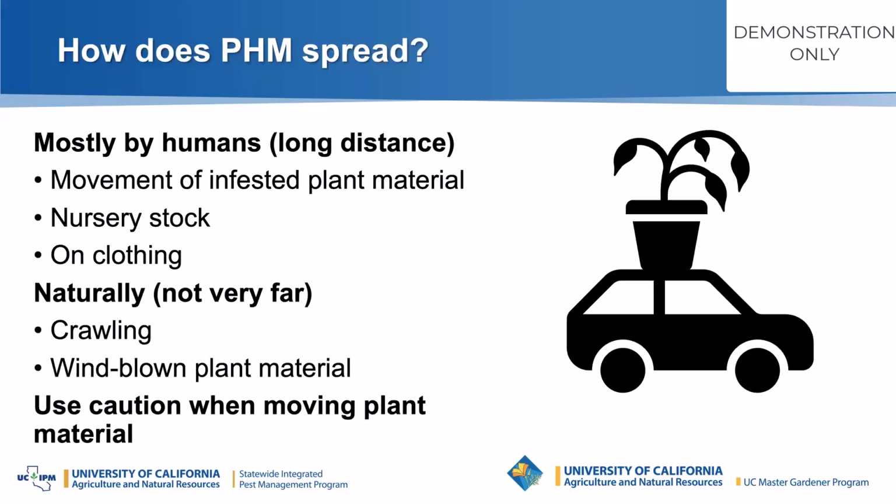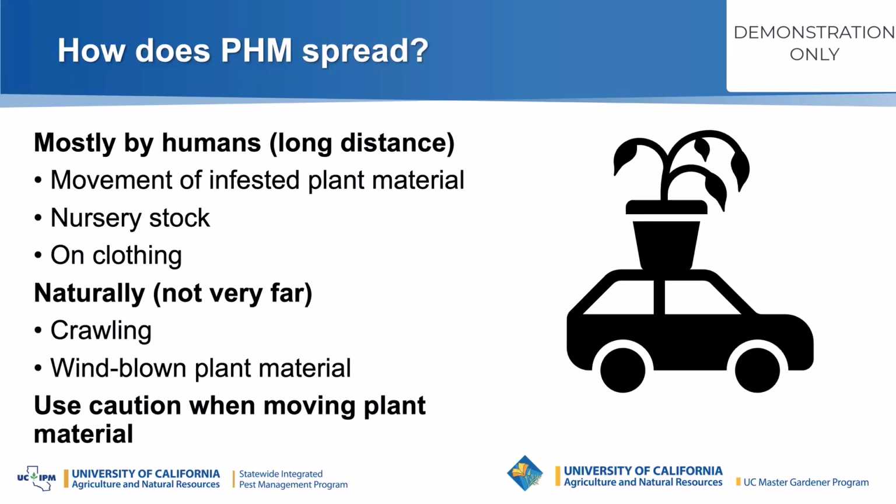How does this pest spread to new areas? Most new introductions of PHM are caused by human activity, particularly across long distances. PHM can be moved accidentally on infested plant material, on nursery stock, and on clothing. They can also move naturally by crawling or when infested plant material is blown around by the wind, but these ways don't move them very far.